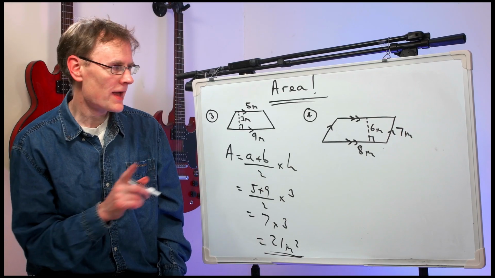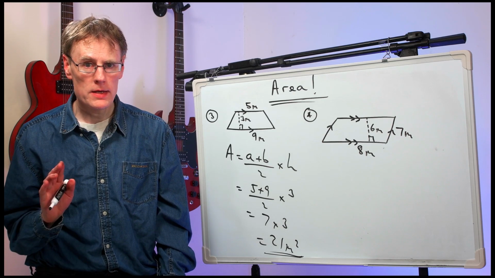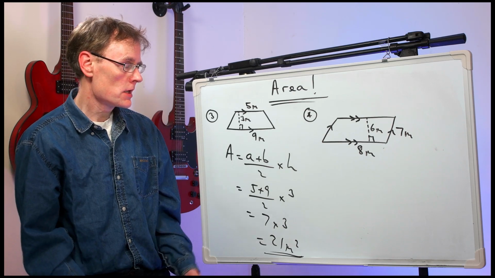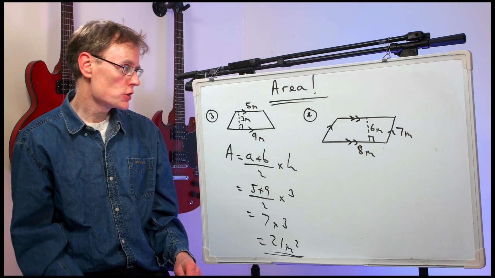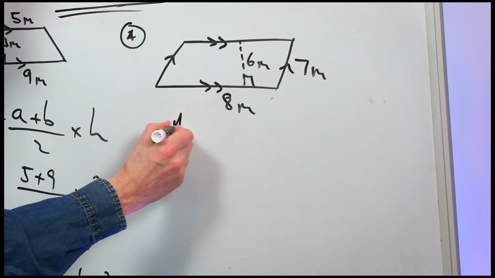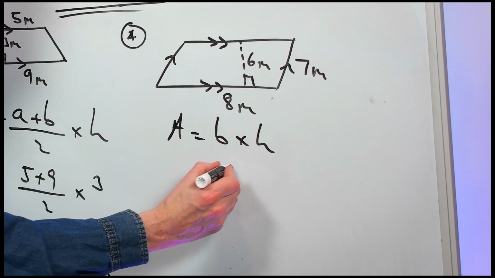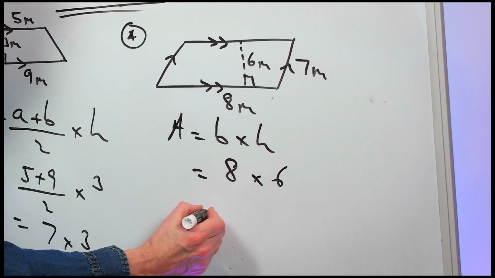Now, number 4, that is a parallelogram. The area is simply the base times the perpendicular height. Remember, if you straighten it up, if you shear it, you can make it into a rectangle. So the area is simply the base times the height, which is going to be 8 times 6, which is 48 meters squared.